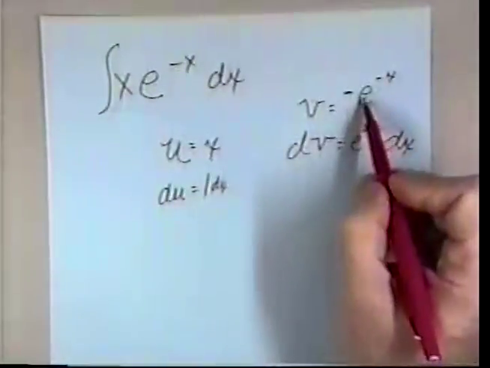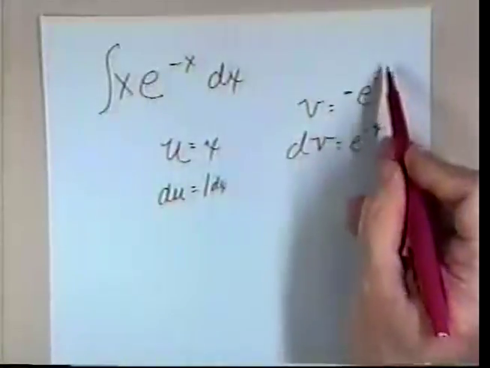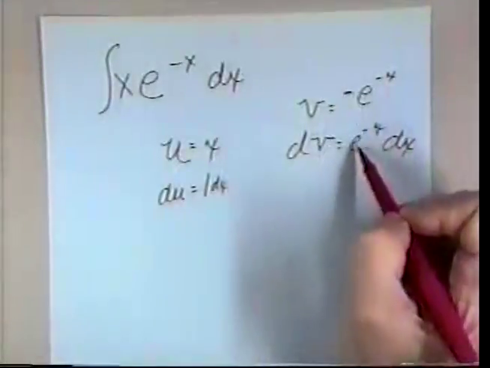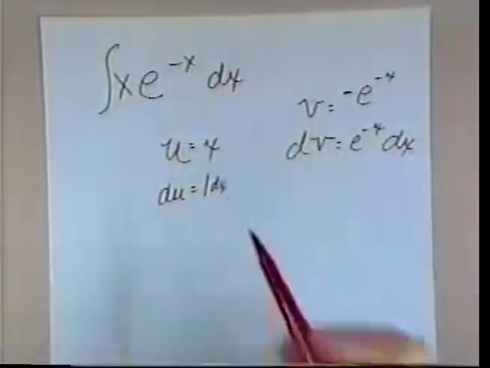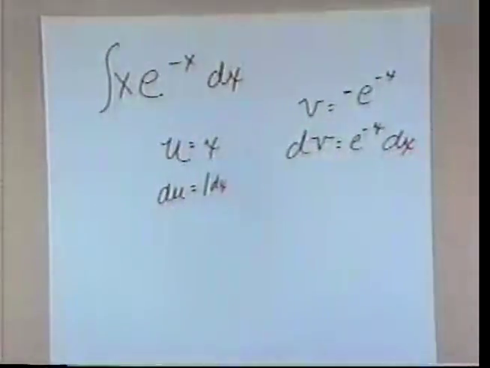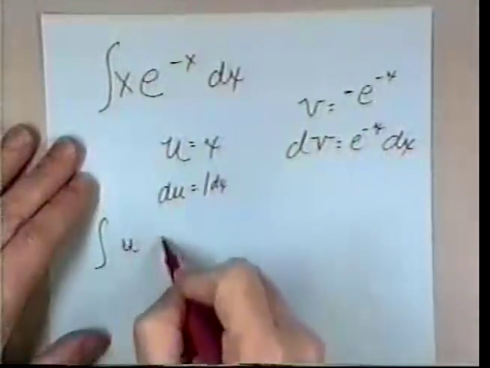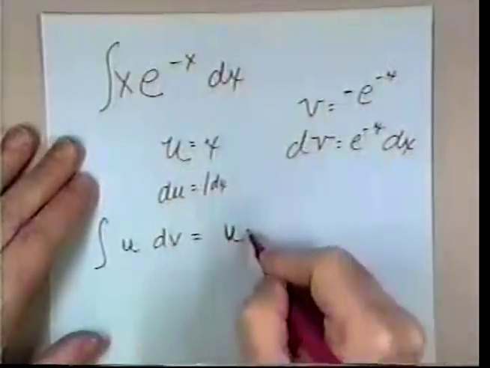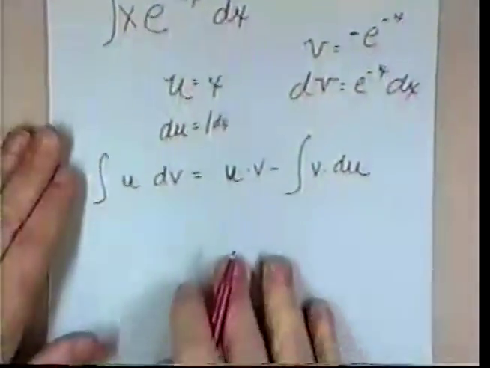Now when I take the derivative of minus e to the minus x, it is e to the minus x times the derivative of the exponent, which is minus 1, and it'll make that minus into a plus, which is what I have down here. So I've got a nice u and a nice v, and I'm ready to write down the formula and substitute into the formula. So again, I'm going to write the integral of u dv equals u v minus the integral of v du.